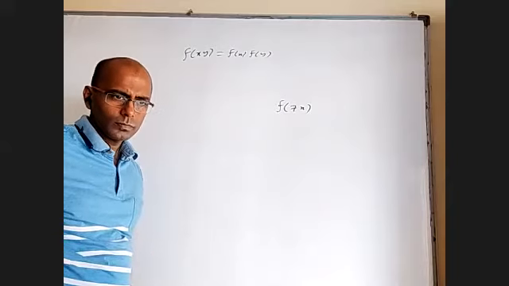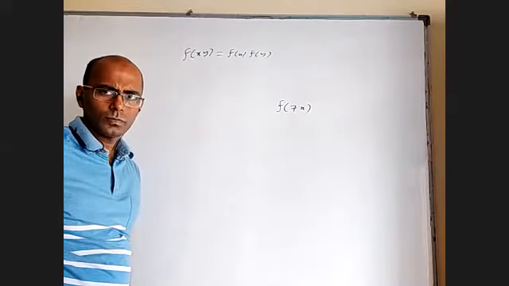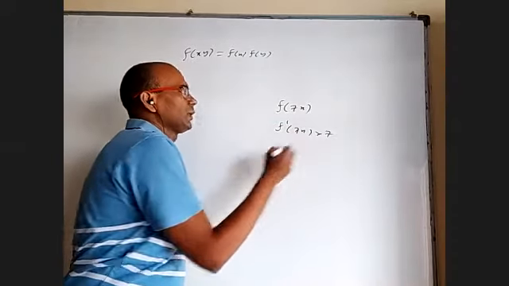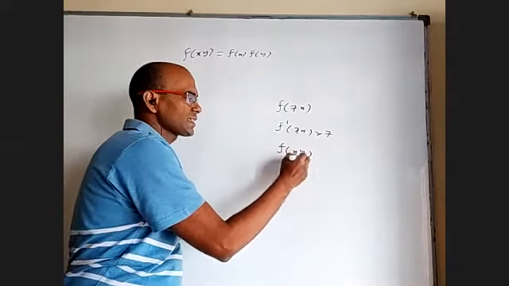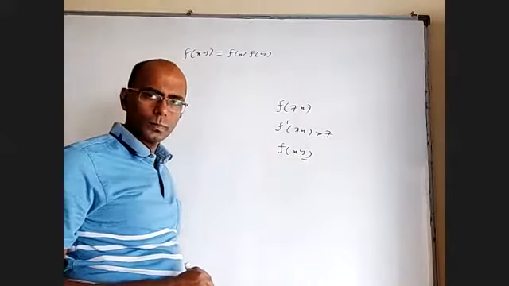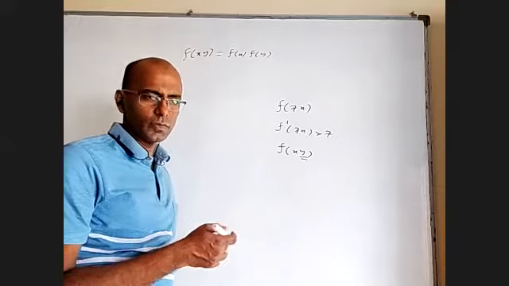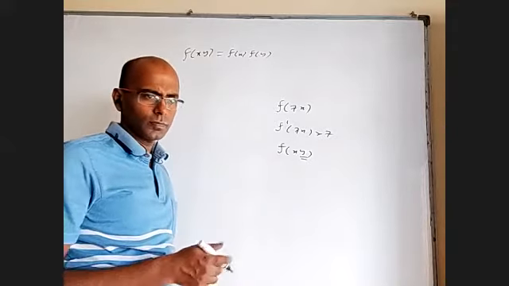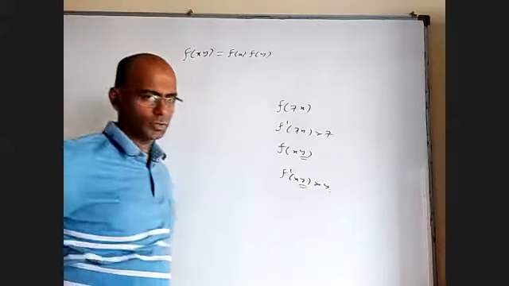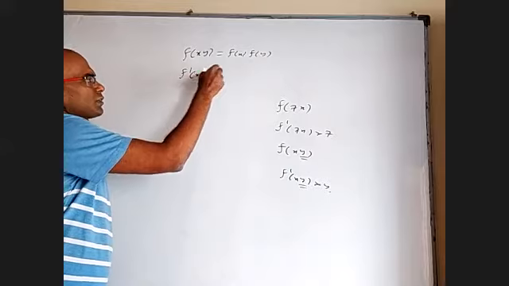Anybody? F dash 7x into 7. Like that, f of xy, if y is a constant, what is the derivative with respect to x, assuming y is constant? F dash xy into y. Y is just like 7 for us, right? Okay. So I'm going to write this as f dash xy into the derivative of that, which is y.